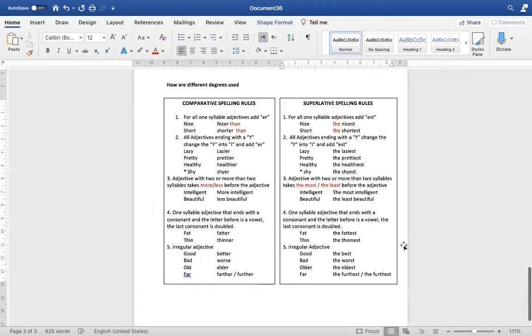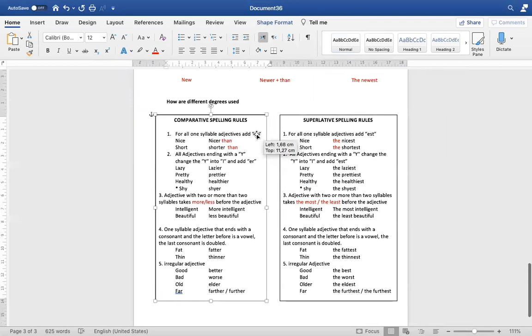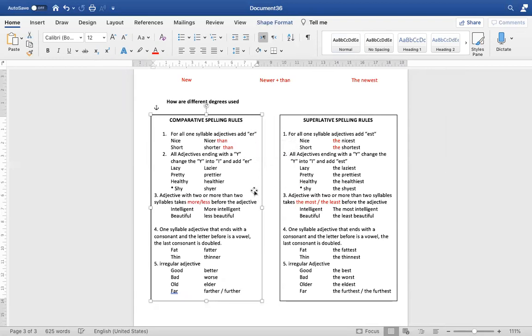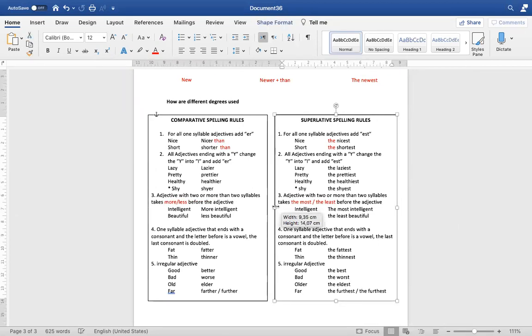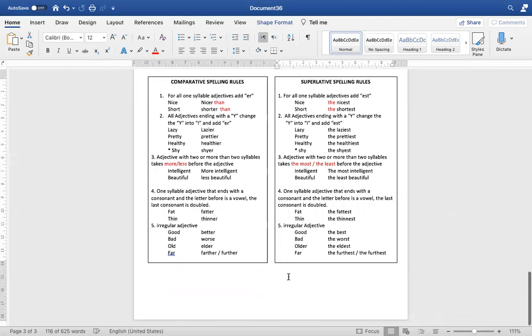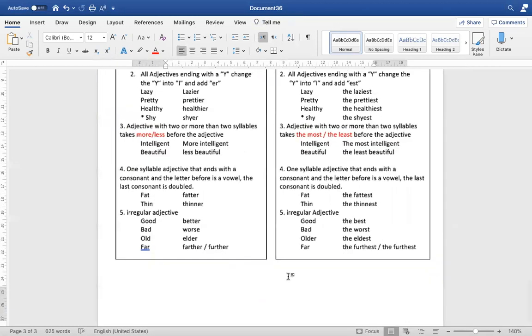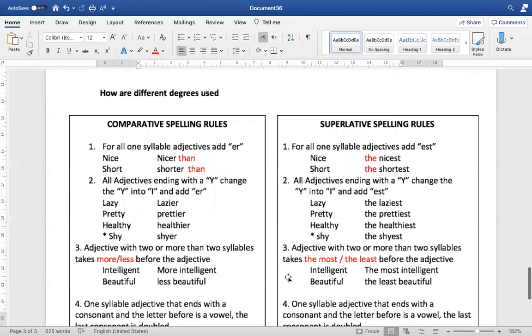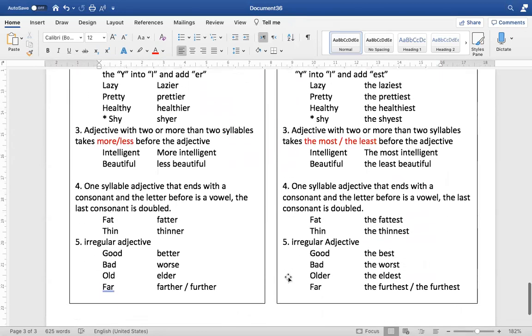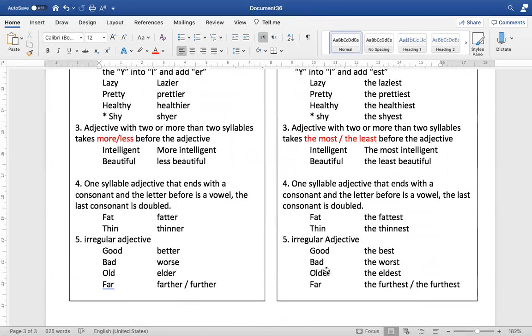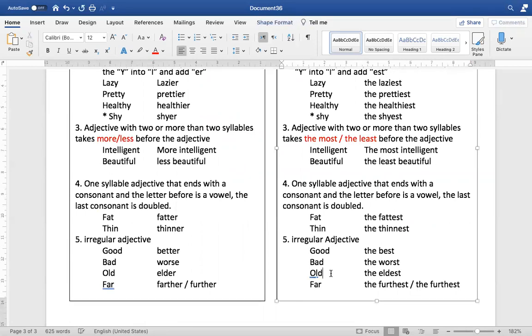That's it. So these are some of the spelling rules that you have to concentrate on while changing a positive adjective into a comparative form. Yes, older, the eldest. Oh no, sorry, you're very right. In the positive form, yes, very good. Old becomes elder, the eldest. So it's old, elder, the eldest.